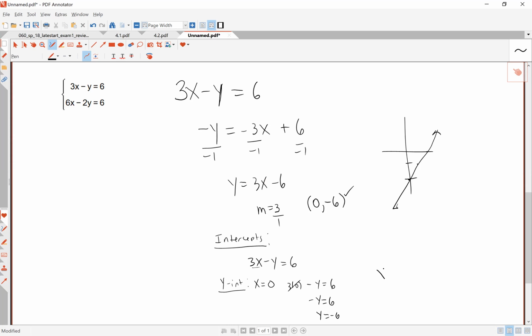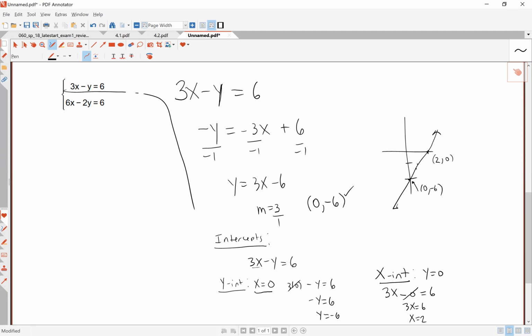The x-intercept is the opposite. So the y-intercept is where x equals 0, and the x-intercept is where y equals 0. That's going to be this point right here. And when you set y equal to 0, again working with this equation right here, we have 3x minus y, or 3x minus 0 equals 6. And so that crosses out and you just have 3x equals 6, or x equals 2. So that intercept is (2, 0).